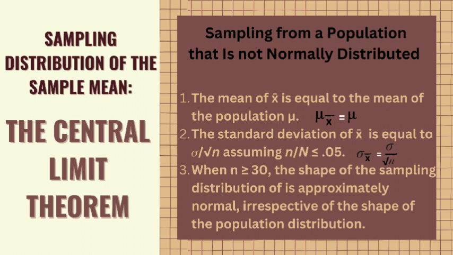Regarding the properties of case number 2, they are the same as the first and second properties of case number 1, which is the mean of the sample mean is equal to the population mean, and the standard deviation of the sample mean is equal to the standard deviation divided by the square root of the sample size, assuming that the ratio of the sample size to the population size is less than or equal to 0.05. However, on the third property, they are not the same. Here in case number 2, according to the central limit theorem, if the sample size is greater than or equal to 30, the shape of the sampling distribution of the sample mean is approximately normal irrespective of the shape of the population distribution. Note that the greater the sample size, the better the approximation.